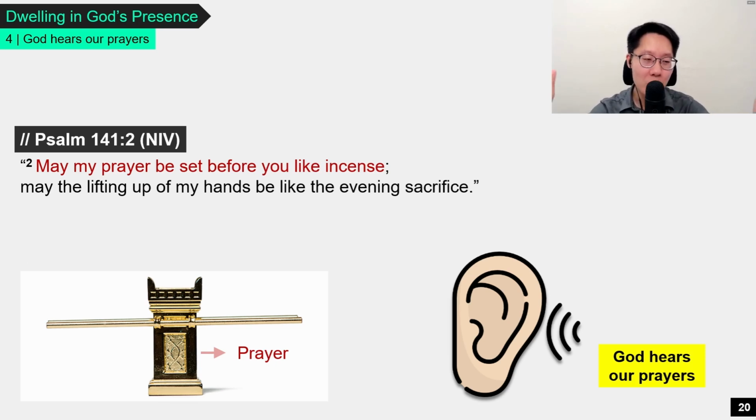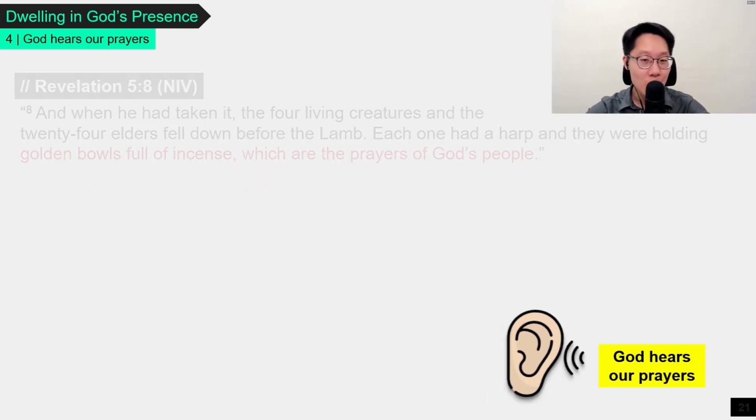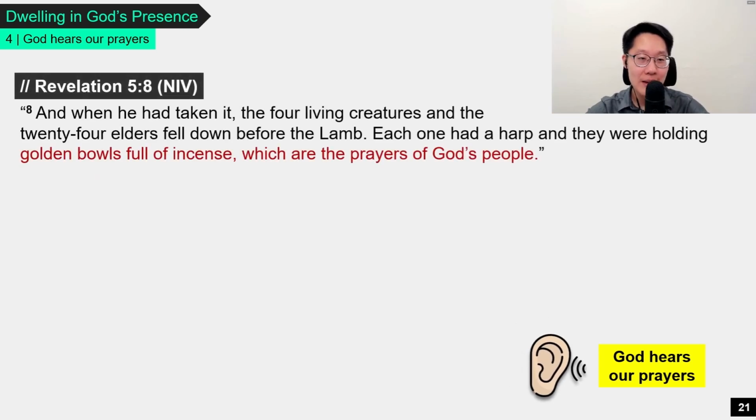The thing is, no prayers that we offer to Him will ever be lost, but instead they will be answered in God's way and in God's time. Revelation chapter 5 verse 8 tells us, "And when He had taken it, the four living creatures and the 24 elders fell down before the Lamb. Each one had a harp, and they were holding golden bowls full of incense, which are the prayers of God's people."